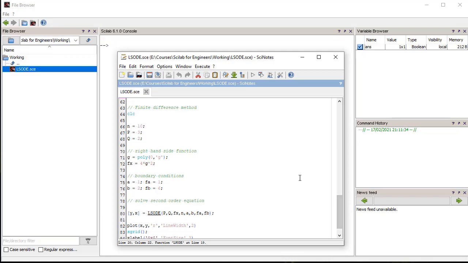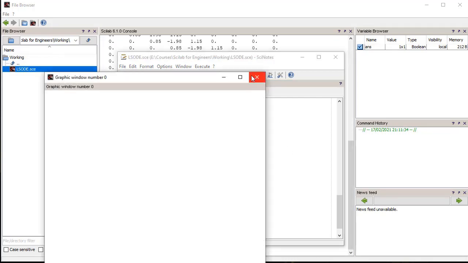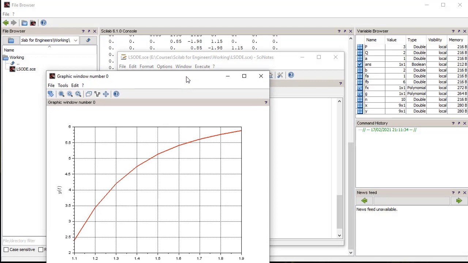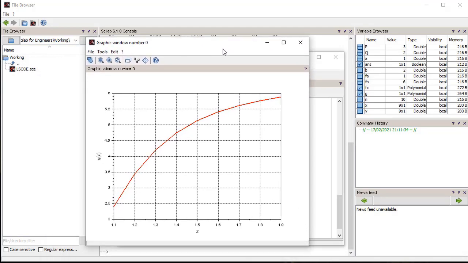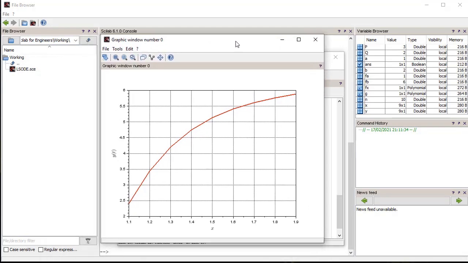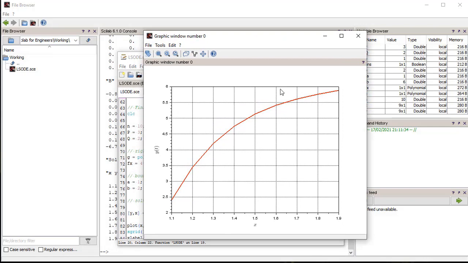Now, to run this function, we prepare the required data. We specify the values for the input terms, and the boundary conditions. We define a polynomial variable to form the function f for the right-hand side vector. Then, we call the LSODE function and get the solution. After running the script, we see the output in the console, and a graph is plotted to visualize the results.